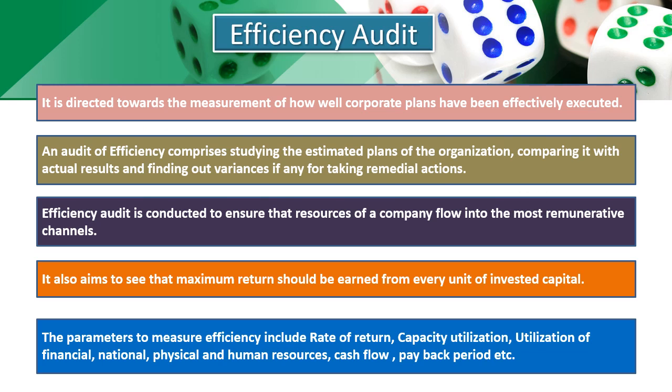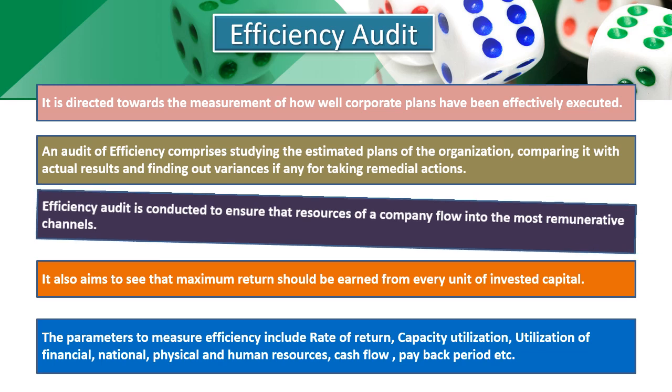Then the second point says an audit of efficiency comprises studying the estimated plans of the organization, whatever estimated plans have been drawn by the company, then comparing them with the actual results. So estimates are compared with the actuals, finding out variances if any, for taking remedial actions. After that, we check the variances or differences between actual and estimated, and whatever remedial actions are necessary, we take those actions.